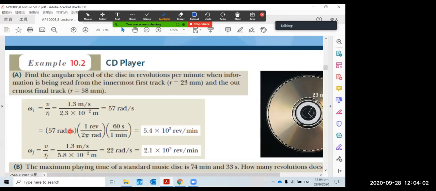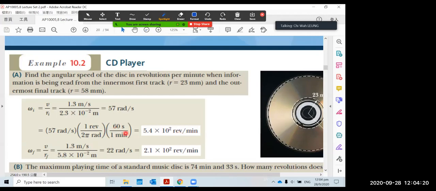Similarly, 57 radian per second. Second is at the bottom. And we multiply by 60 seconds over 1 minute. So the unit of second cancels. At the end, you are left with the units of revolution per minute.